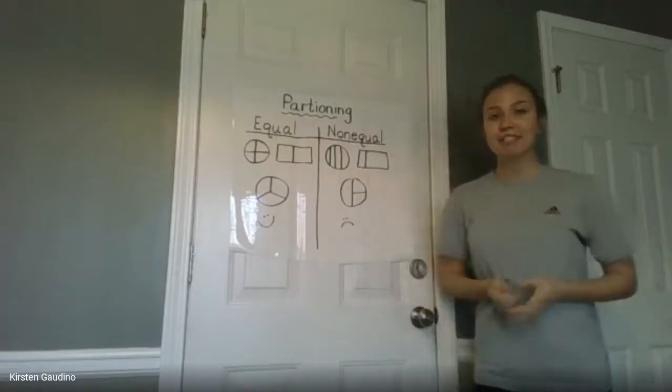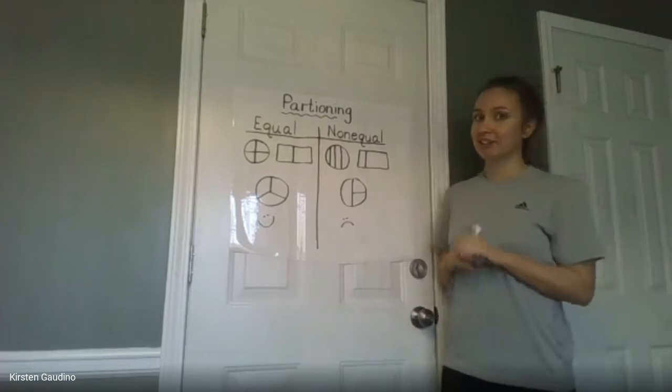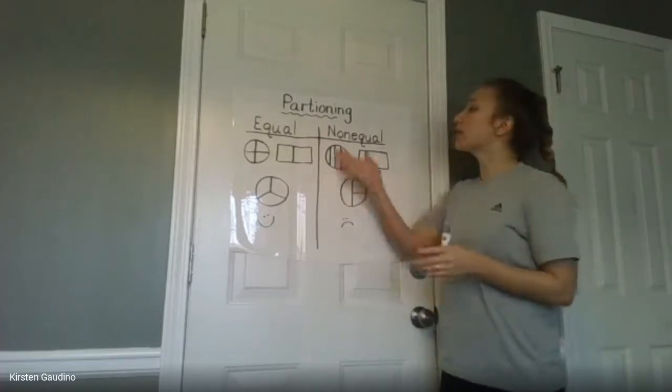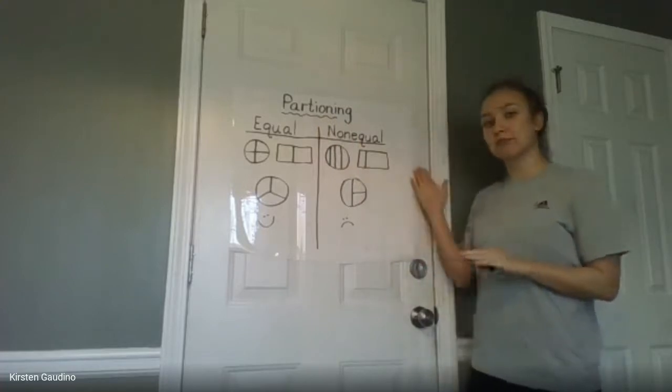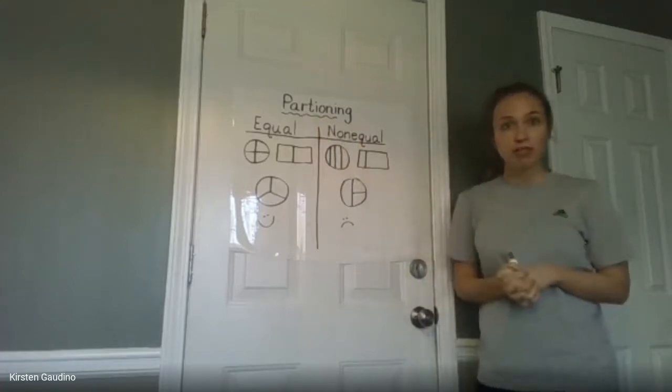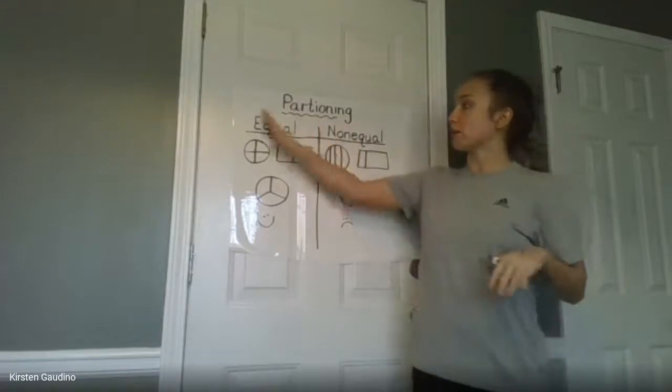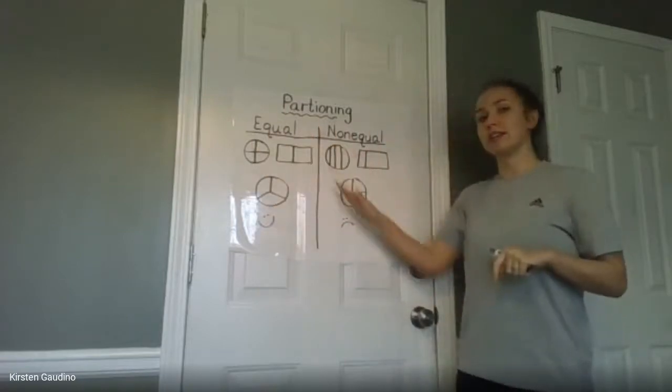So your last step today is to complete an activity. It's going to look just like this one, where you're going to practice sorting your shapes. So you'll have some shapes off to the side, and your job is going to be to sort them if they're partitioned equally or non-equally.